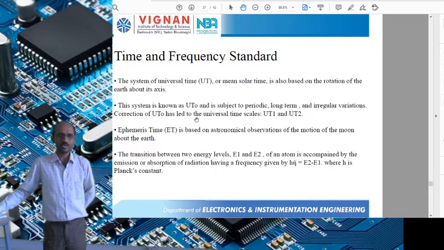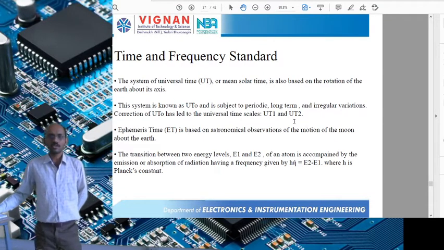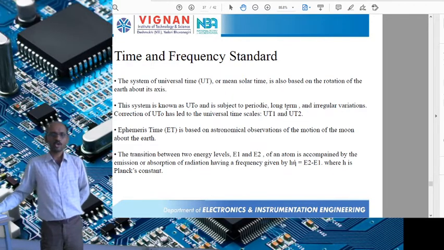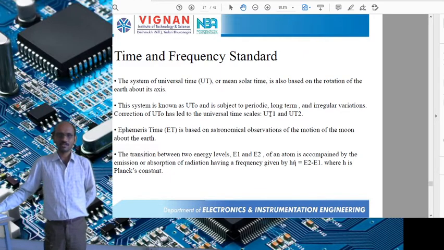Based upon the rotation of the moon around the earth, we determine the time. Here the universal time is classified into two types, UT1 and UT2. UT indicates universal time 1 and universal time 2. The drawbacks that occur in universal time are these: when the earth revolves around the sun, we get different seasons: winter, summer and rainy season.